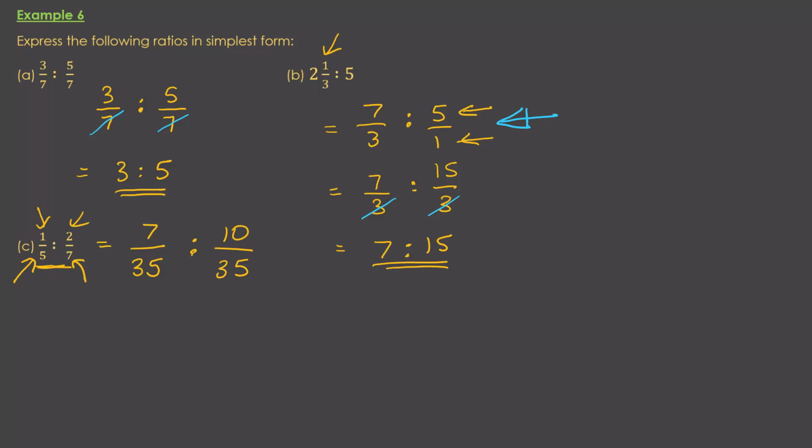And then once again, we can multiply both sides by 35 or just remove the denominator, and we get 7 to 10.